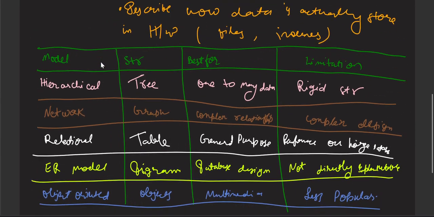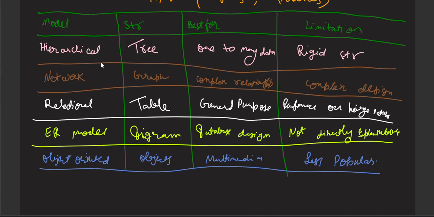ठीक है. तो in the comparison of models, so first we have hierarchical model whose structure is like a tree, जो कि हमारा बेस्ट फोर है, वन टू मेनी डेटा, and there is some limitation which is rigid, like a rigid structure. ठीक है. Now the second is network, जिसका स्ट्रक्चर ग्राफ टाइप का होता है, हम लोगों ने पहले डिस्कस किया अभी इसी वीडियो में. एंड कॉम्प्लेक्स रिलेशनशिप होता है, बेस्ट फॉर कॉम्प्लेक्स रिलेशनशिप, एंड लिमिटेशन इज कॉम्प्लेक्स डिजाइन.